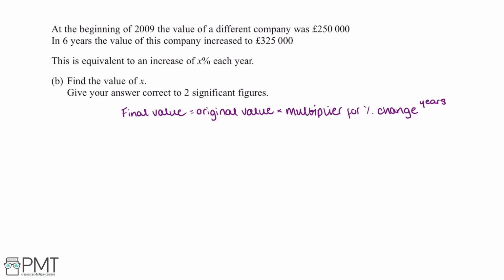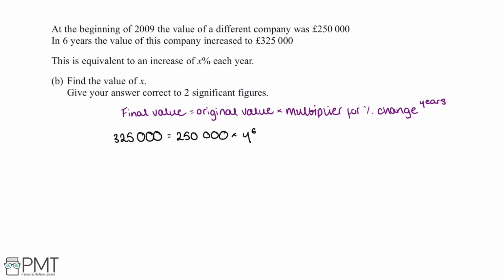So the final value of the company is £325,000. The original value of the company is £250,000. And if we let y be equal to the multiplier for the percentage change, then we can multiply 250,000 by y, and then the number of years is 6 years.